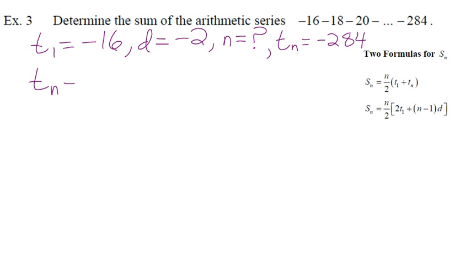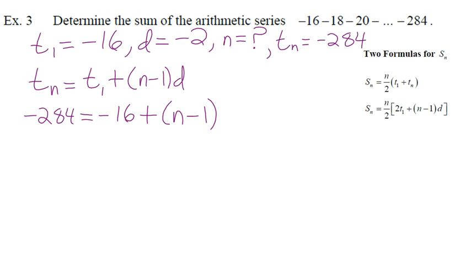All right, so we need to go with Tn is equal to T1 plus n minus 1 times d, because we need to figure out n, right? We cannot sum this series without knowing n. It's both formulas, right? Okay, we know Tn, it's negative 284. We know T1 is negative 16. We don't know n, but we do know that d is negative 2. That has to be in brackets, right? If that was a 5, you could write a 5 outside a set of brackets. It wouldn't be so bad. You can't write minus 2 outside a set of brackets, because then it would be subtract 2.